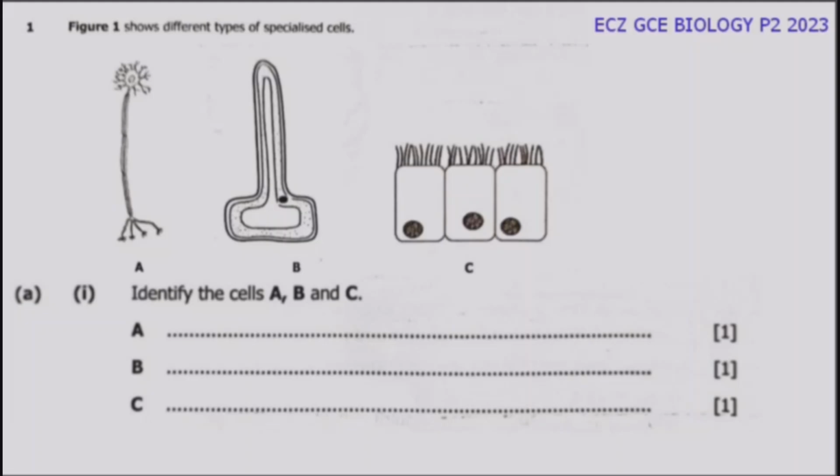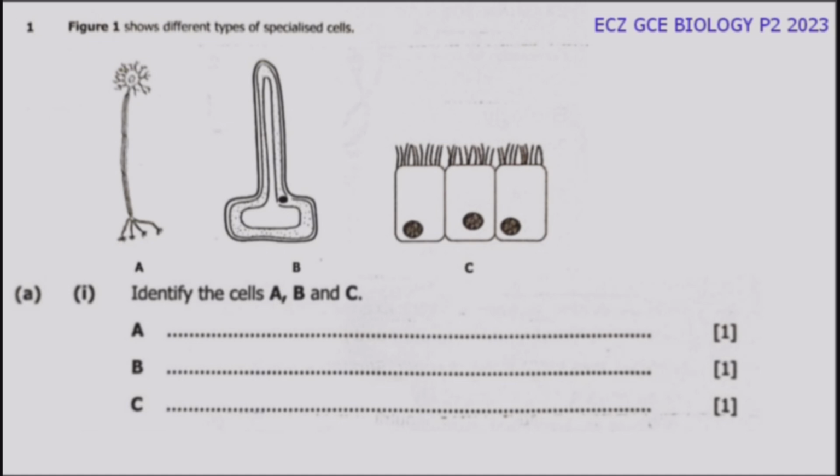Okay, question 1 was as follows. Figure 1 shows different types of specialized cells. What you need to do is take time and study the diagram. We pay attention to cell A, cell B, and cell C. We need to identify them. Once we have studied the diagrams, the next thing we need to do is go and answer the actual questions.